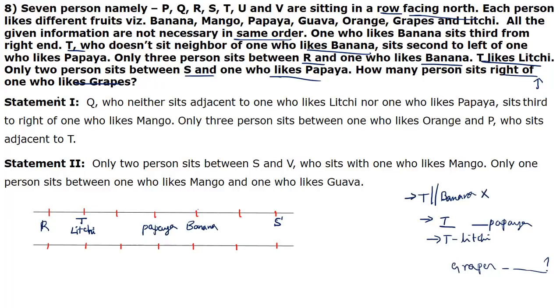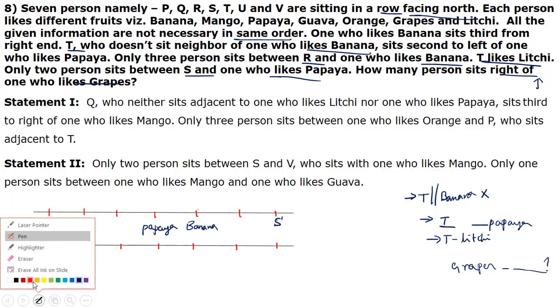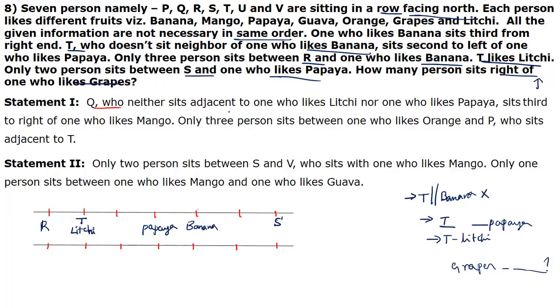Okay, two statements are given, 1 and 2. Let's check them one by one. Q is neither adjacent to the one who likes lychee nor to the one who likes papaya. So Q cannot be an immediate neighbor to lychee or papaya. Q cannot be at these places. If Q cannot be in any of these 4 places, then there is only one possibility: Q has to be at this particular place.